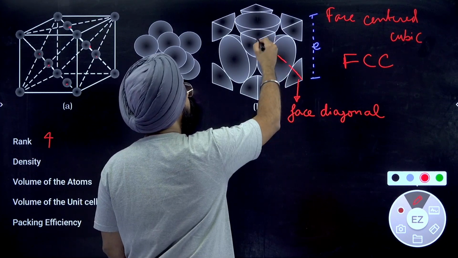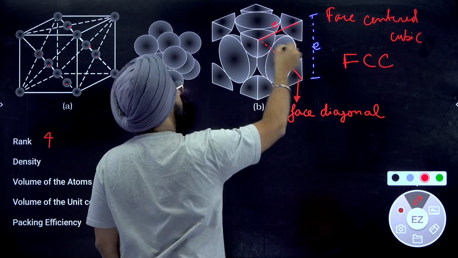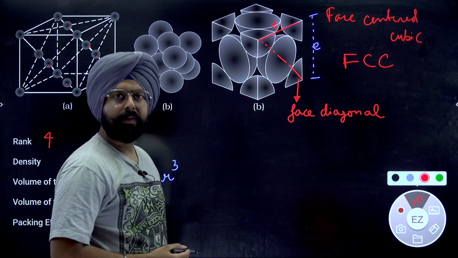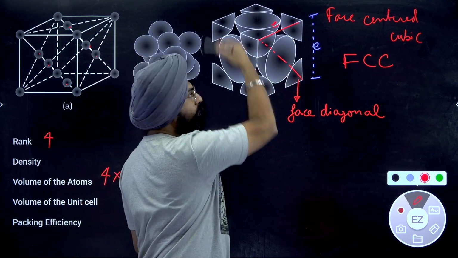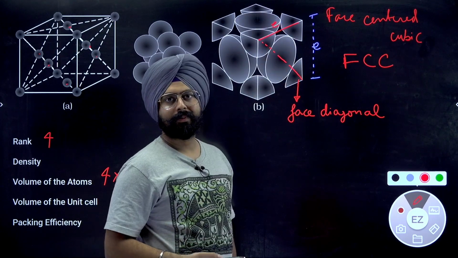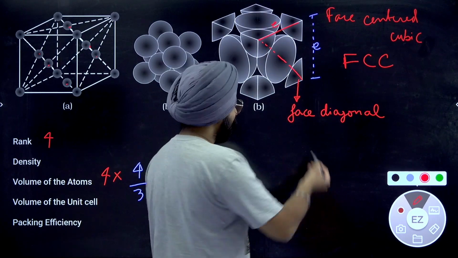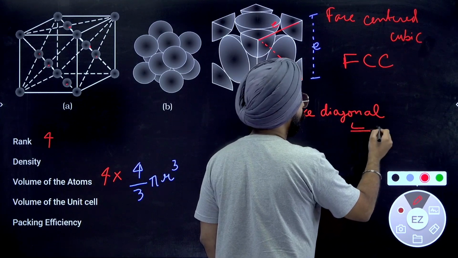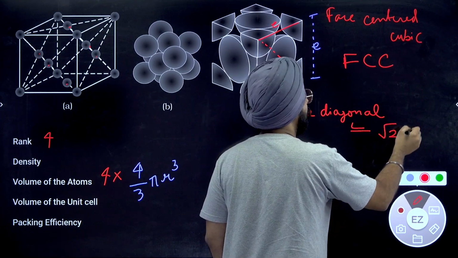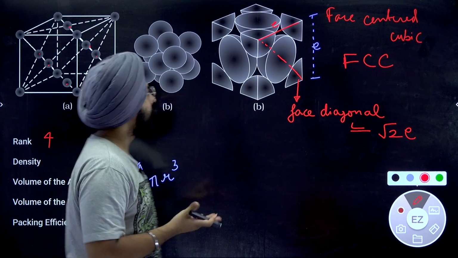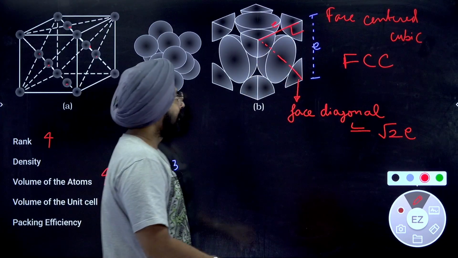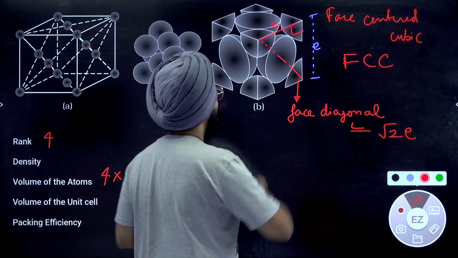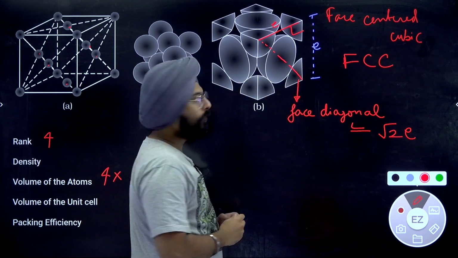This is E. This is also E. So using the Pythagorean theorem, this squared is equal to this square plus this square. Kitna aa gaya? The length of the face diagonal is equal to root 2E. Basic mathematics, right? Pythagorean theorem. Why? Because this is 90 degrees. No need to go so deep into it. So this is root 2E, the face diagonal.